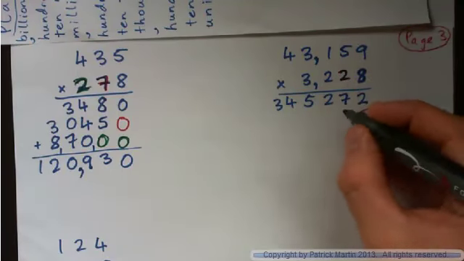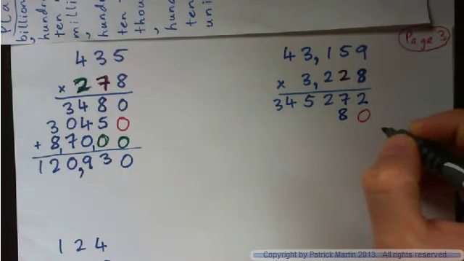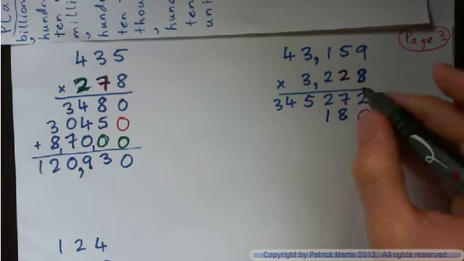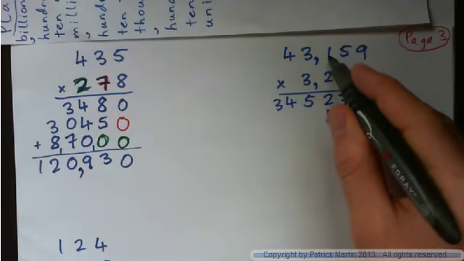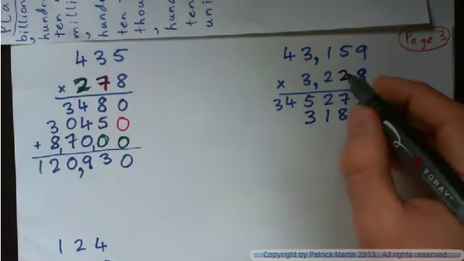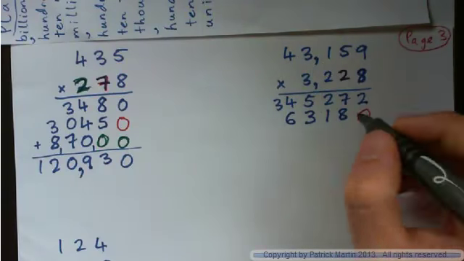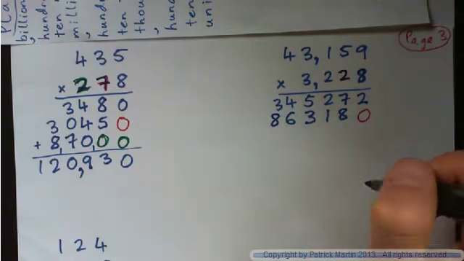2 times 9, 18, carry 1. 2 times 5, 10, and 1 is 11, carry 1. 2 times 1 is 2, and 1 is 3. 2 times 3 is 6. 2 times 4, 8. Okay.